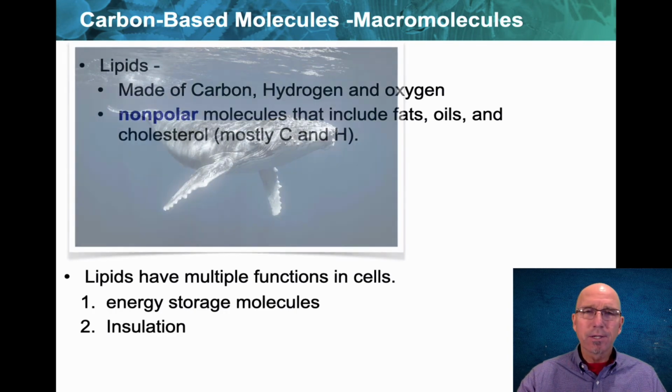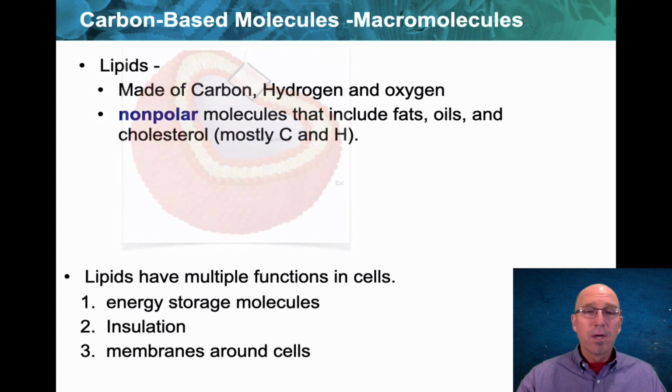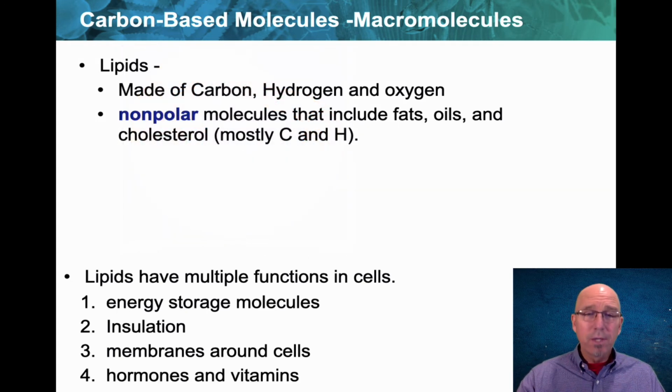It insulates things. It's also found in membranes around cells, so it helps to form important structures to segregate not only cells, but the inside of cells. It breaks it up into smaller and smaller pieces too, with membranes around membranes, which kind of segregates reactions. It also, excuse me, different types of lipids are hormones or vitamins, right?